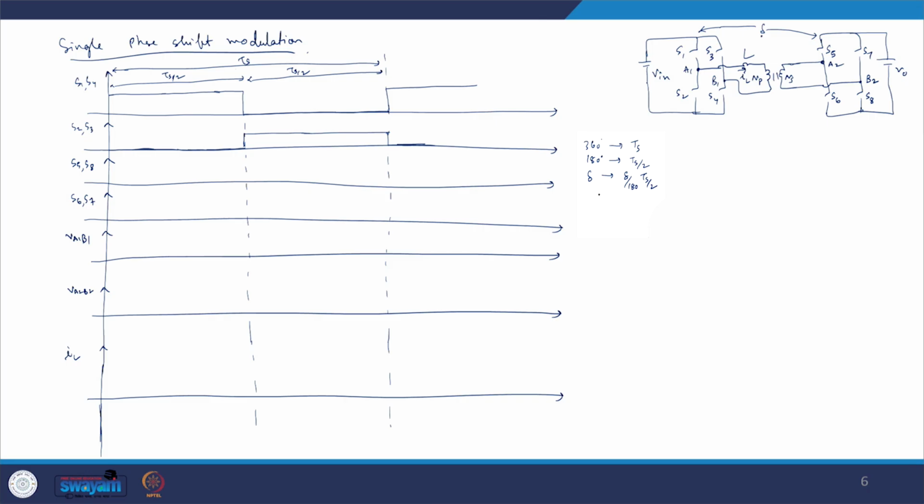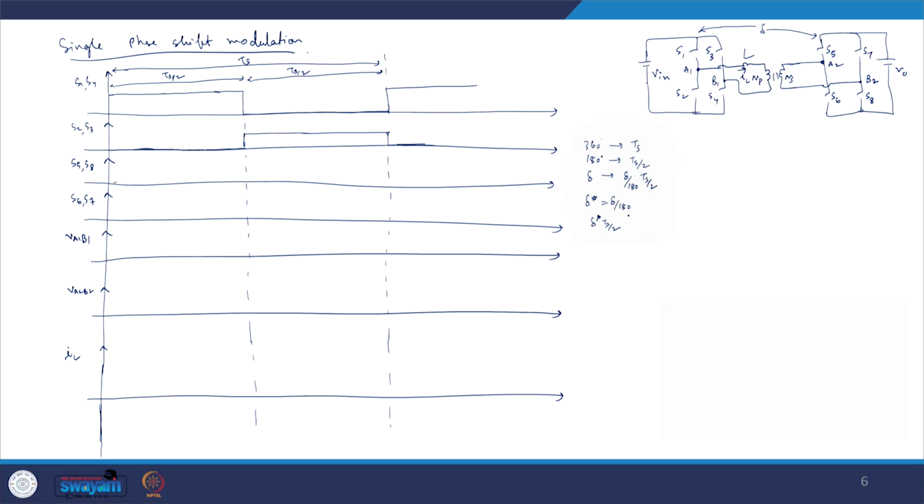And thus we can define a term delta star, which is equal to delta by 180 degree, a kind of phase angle ratio, and this we have done for our easiness. So if there is a phase shift of delta, then the time delay corresponding to that is delta star Ts by 2.